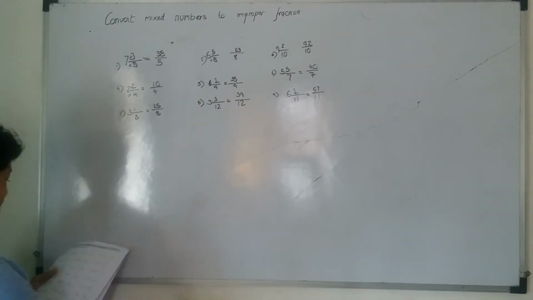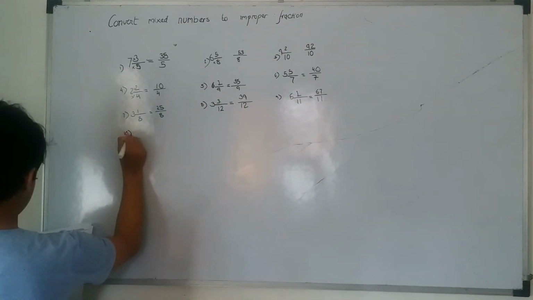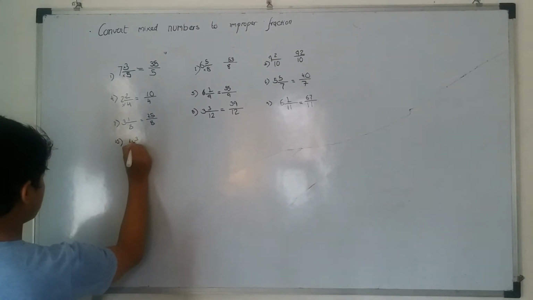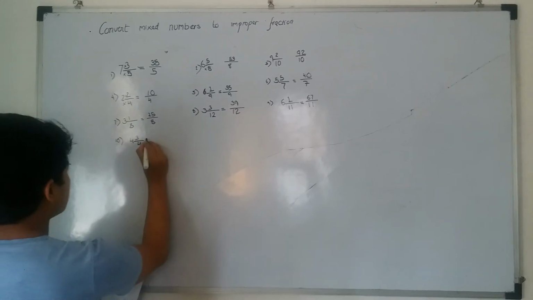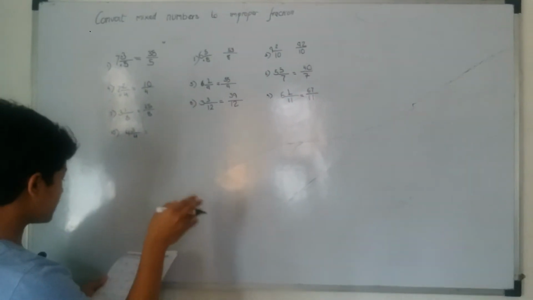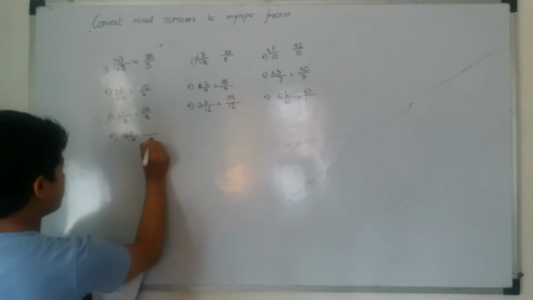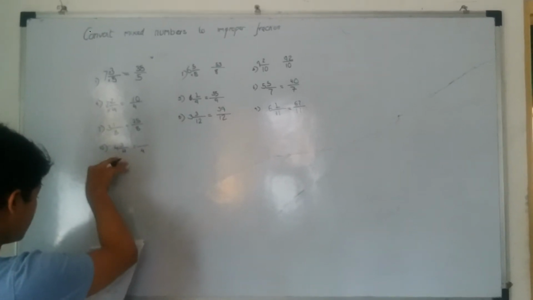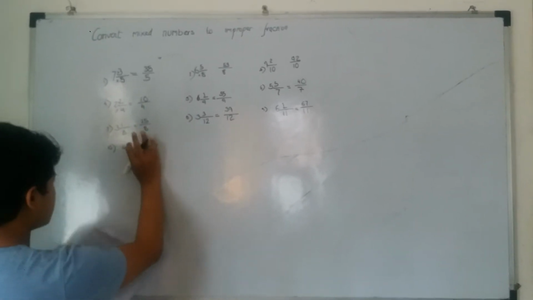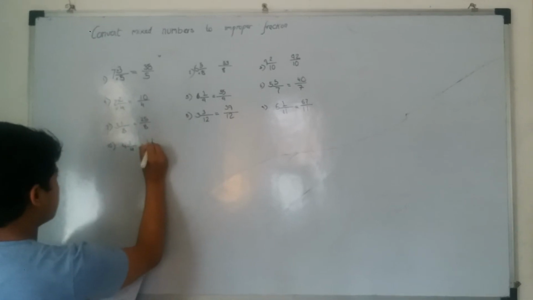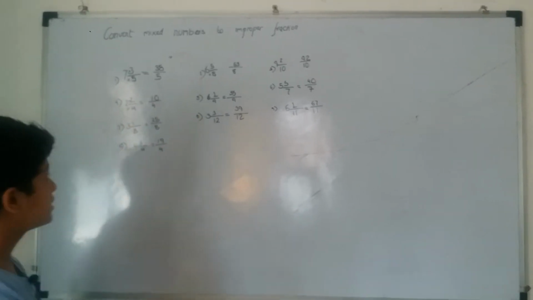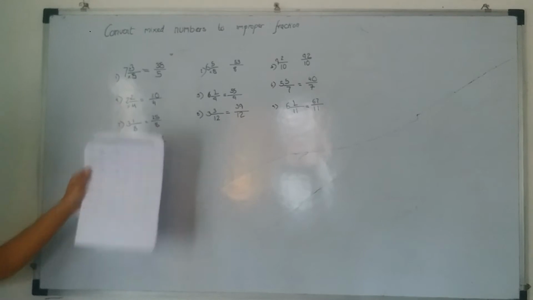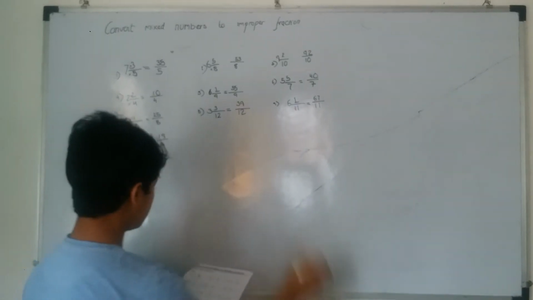Then our 10th question is 4 3 upon 4. In this, 4 4s are 16. First we write the denominator. Then 4 4s are 16. 16 plus 3 equals 19. So see, this is 19 upon 4. Now we move to the next question.